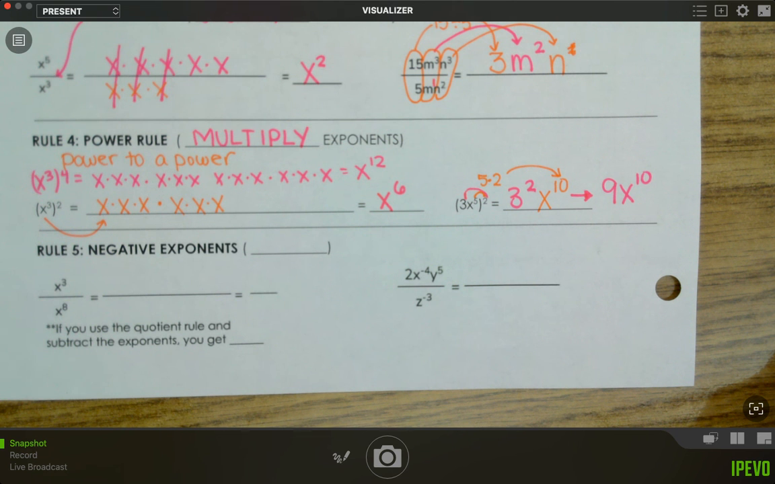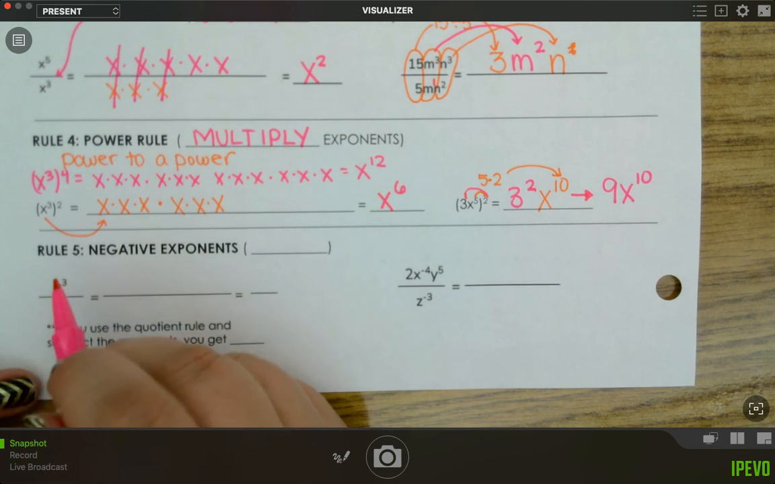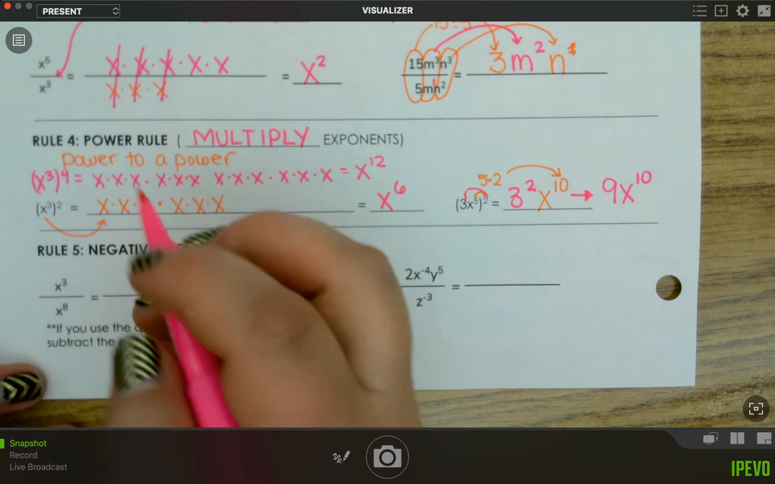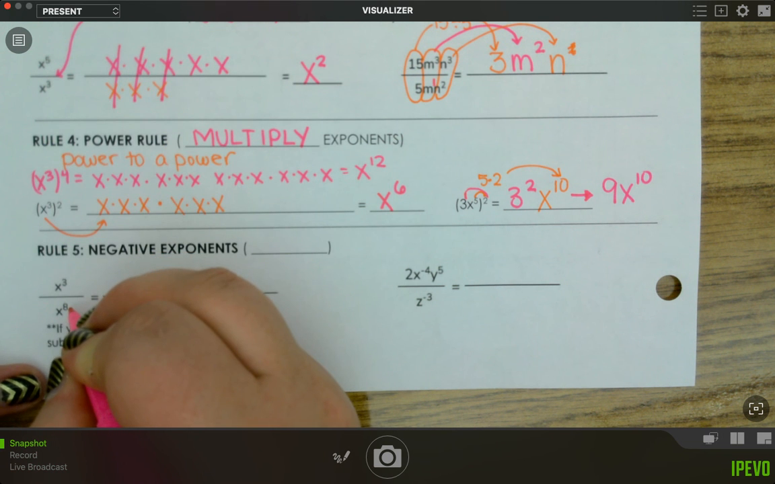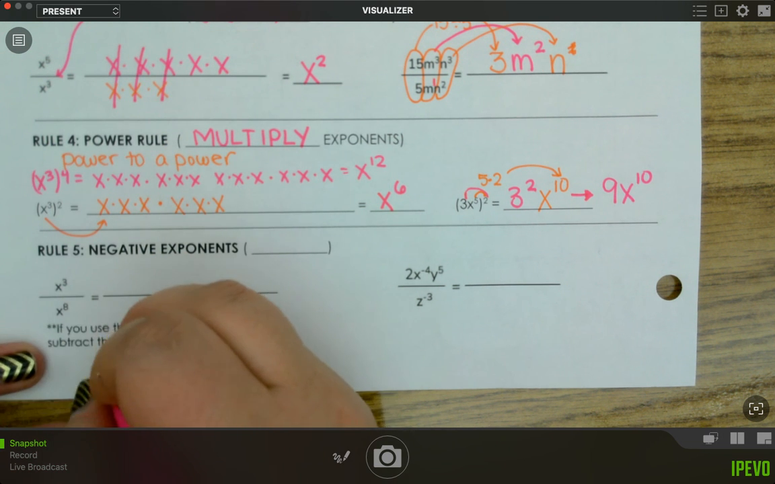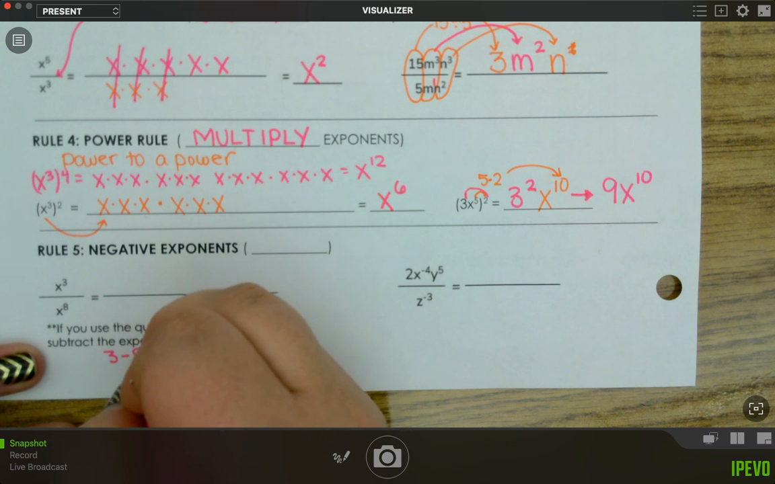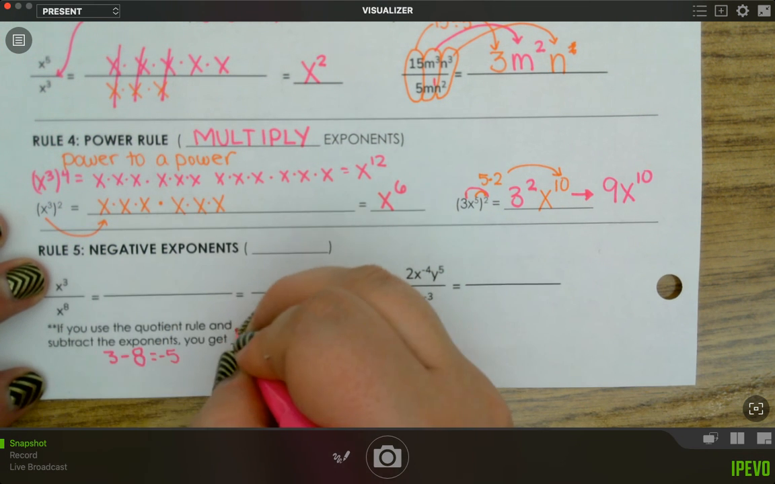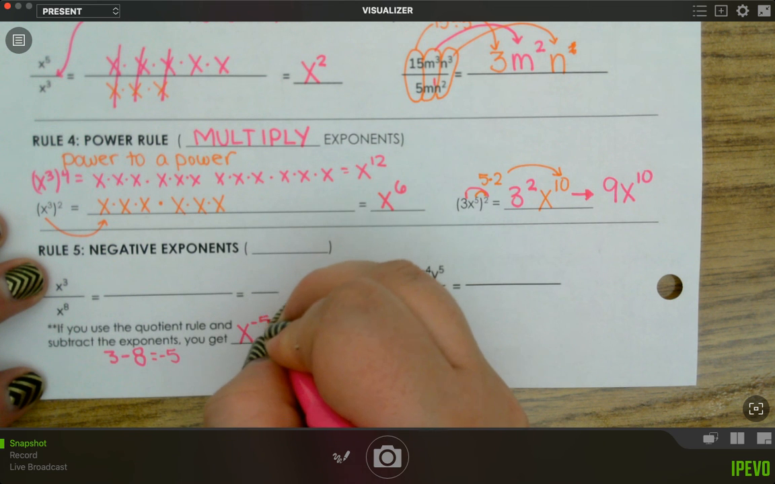And then the last rule is probably the weirdest rule, because negative exponents look a little funky. The first thing that I'm going to do is use the same rule we used up here when we were dividing, and that is that you could subtract these two exponents. So you would do 3 minus 8. Well, that's negative 5. So really, we have x to the negative 5th power.